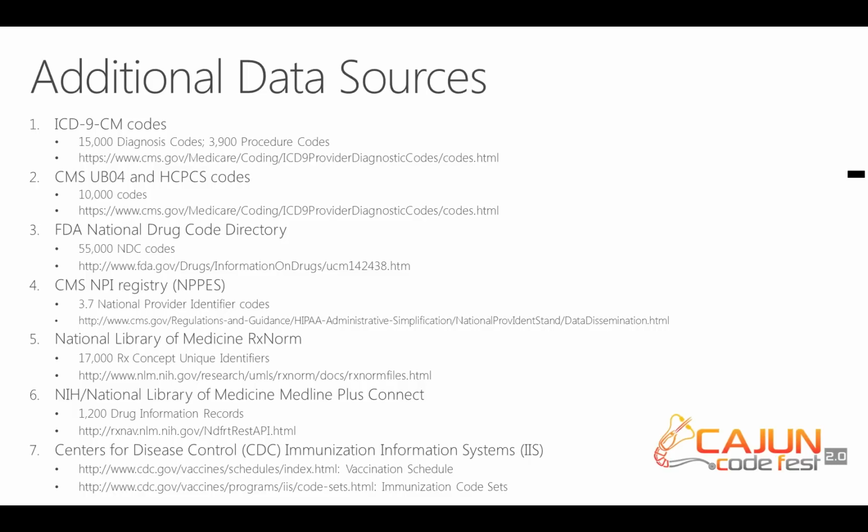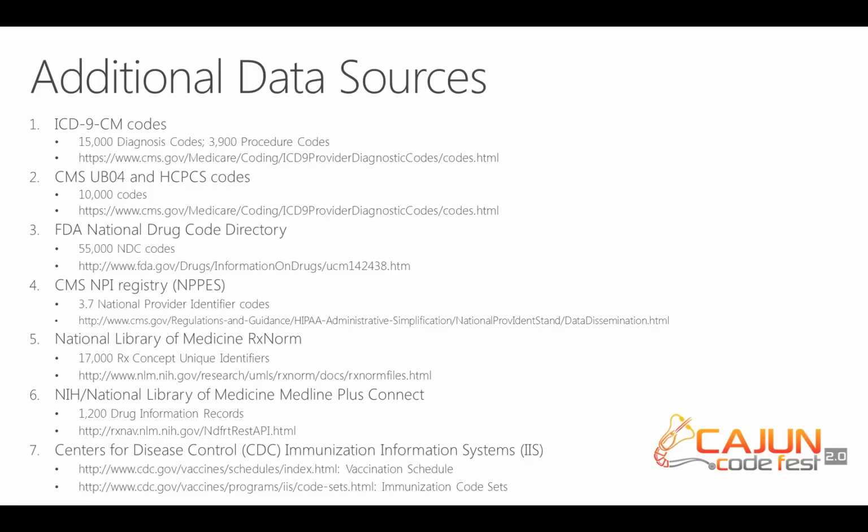The sixth data source is the National Library of Medicine's MedlinePlus Connect. MedlinePlus Connect provides AHFS consumer medication information written especially for patients. This is where you might be able to find information on drug interactions as well as side effects associated with drugs that you might want to incorporate into your application. The last link is from the CDC from their immunization information systems, where you can find information such as vaccination schedules and immunization code sets.